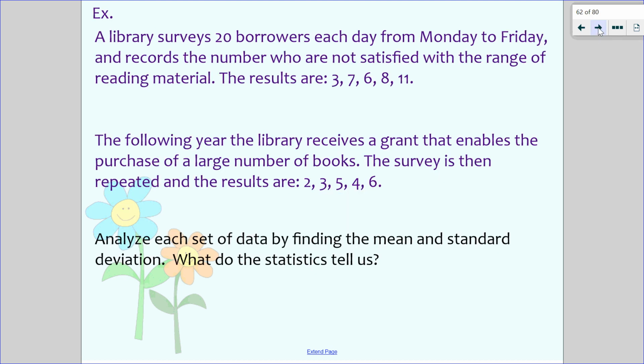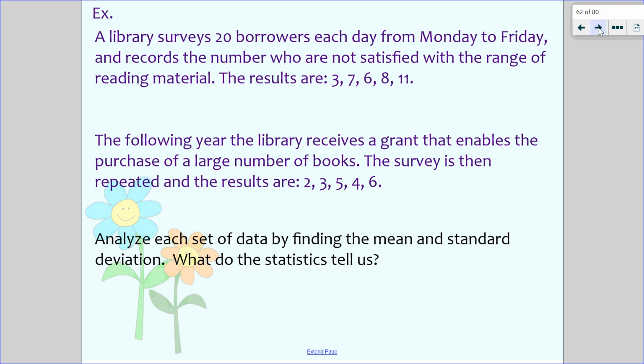All right, so let's look at this example. A library surveys 20 borrowers each day from Monday to Friday and records the number who are not satisfied with how much reading material there is. The results are 3, 7, 6, 8, and 11. In the following year, the library receives a grant that enables the purchase of a large number of books. And this survey is repeated, and the results are 2, 3, 8, 4, and 6. Analyze each set of data by finding the mean and standard deviation. What do the statistics tell us?